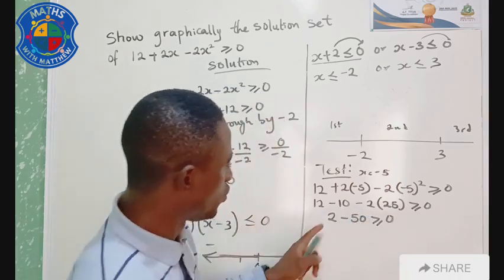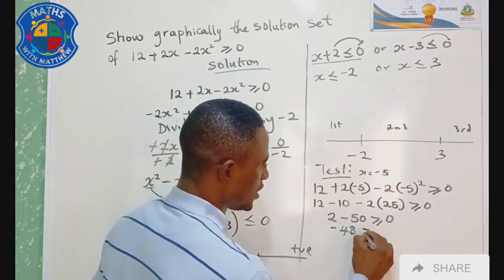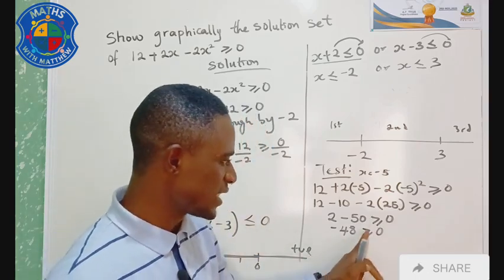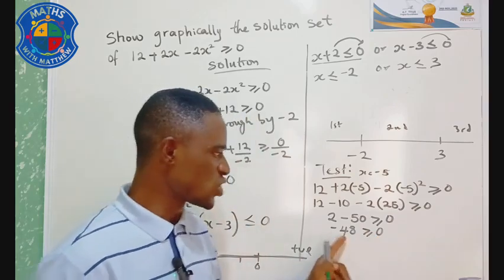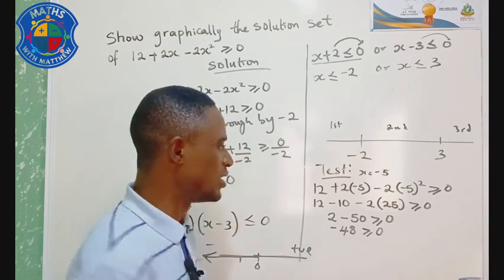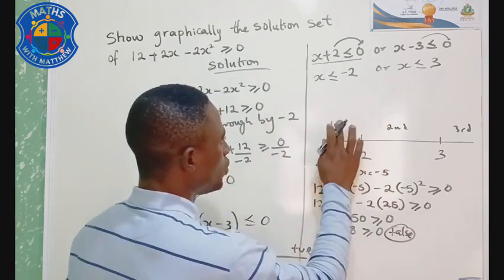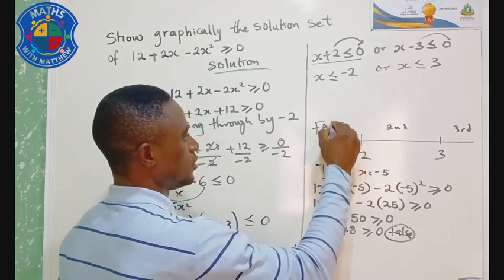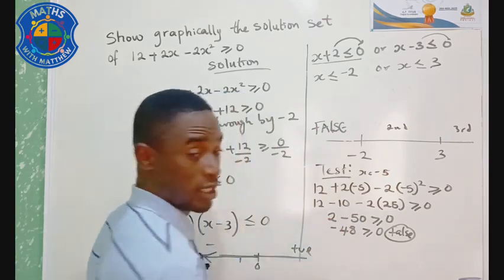Look at this. When we do 2 minus 50, which gives us what? Minus 48 greater than or equal to 0. Now, look at it this way. Is minus 48 greater than or equal to 0? No. Minus 48 is not greater than 0. It is less than. So this is false. It's not valid. So we come here, we have false. Then we also check for the second one here. Are you with me?